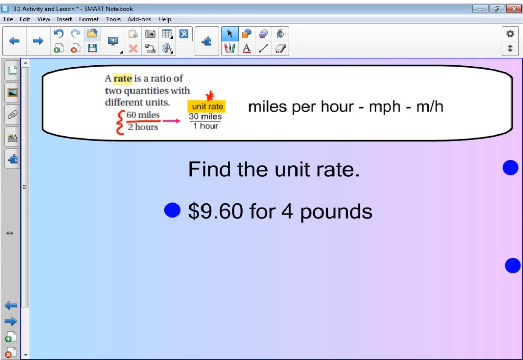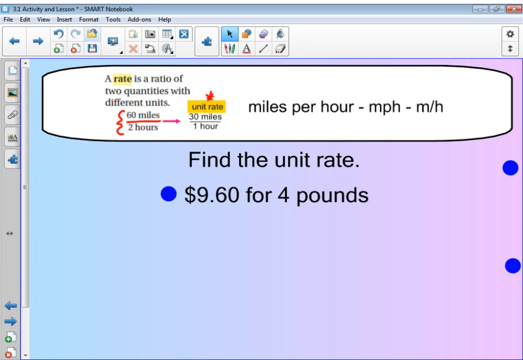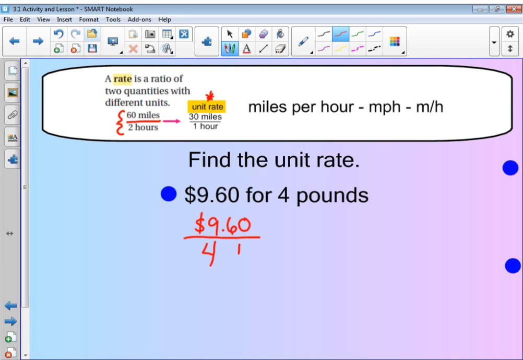Find the unit rate for $9.60 for 4 pounds. So maybe you're buying 4 pounds of hamburger at the grocery store. So we're going to start out left to right is top to bottom. So $9.60 per 4 pounds. And I'm just going to use LB for pounds. But make sure you leave a space in there so you don't think of that as 41 instead of 4, because I oftentimes do that.